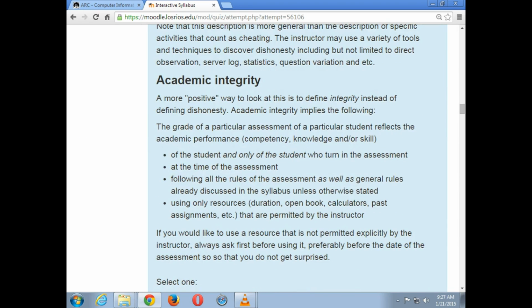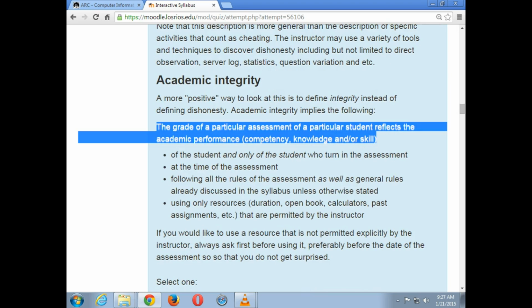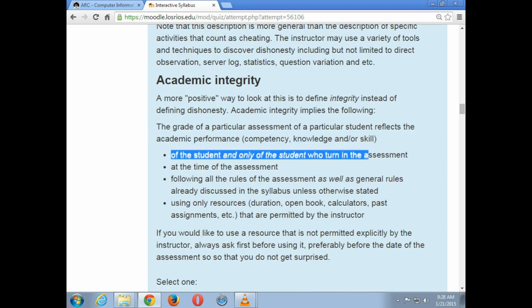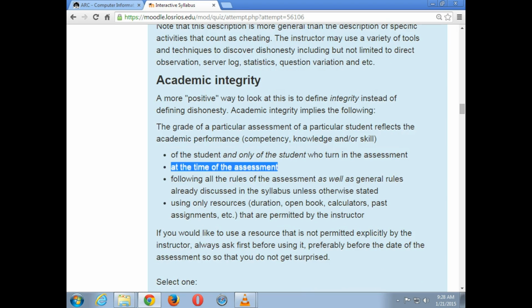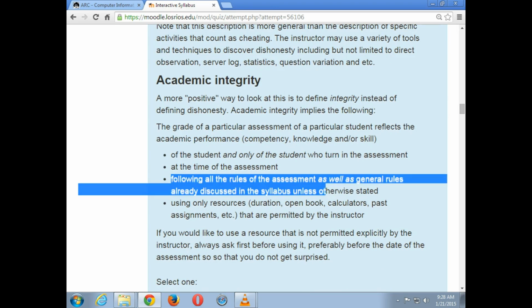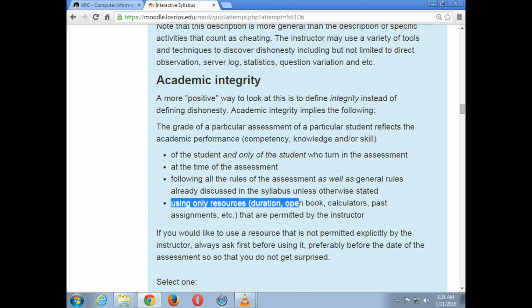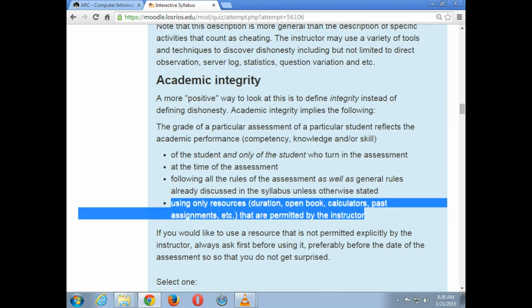You can also look at it from the flip side of what is academic integrity. It basically means the grade of a particular assessment of a particular student should reflect the academic performance of that student, and only of that student. Okay, it's not of somebody else. At the time of the assessment, following all the rules of the assessment as well as general rules already discussed in the syllabus, and only using resources that are permitted by the instructor.